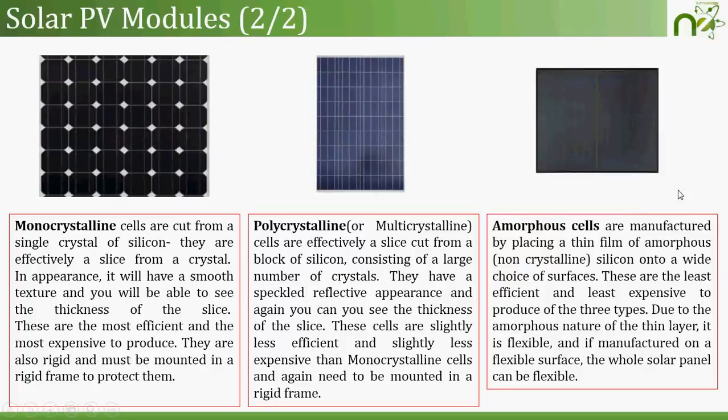Now the third is amorphous cells, which are normally manufactured by placing a thin film of amorphous silicon onto a wide choice of surfaces, and these are less expensive and less efficient. And if it is manufactured on a flexible surface, the whole solar panel can be more flexible.